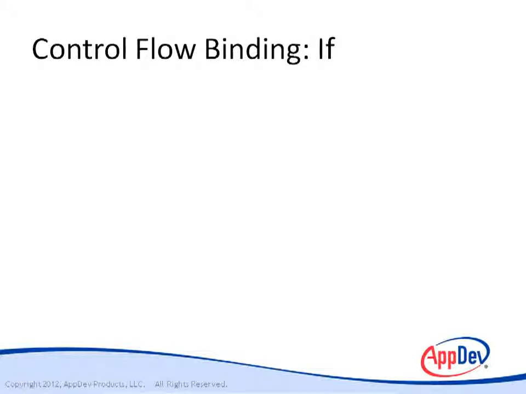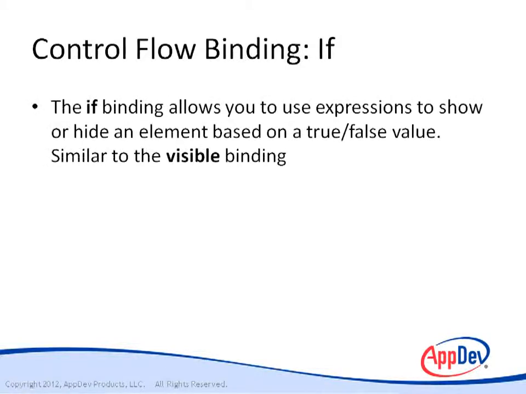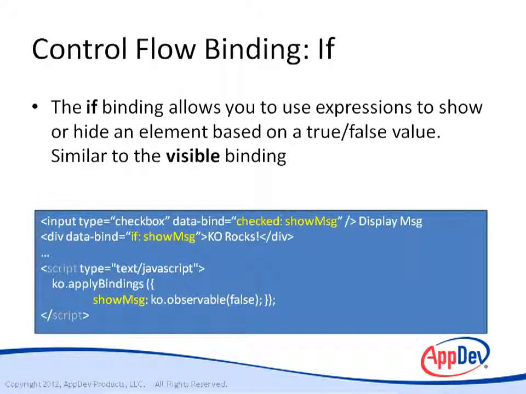The next control flow binding that we're going to look at is the if binding. The if binding allows you to use expressions to show or hide an element based on a true-false value, similar to the visible binding. Here's an example. We have an input type checkbox that has a data-bind of checked for the showMessage variable. And what that does is when you click the checkbox and it's checked, it will actually turn to true. If not, it's going to be false. Checked is a binding of knockout that basically turns checkboxes and radio buttons true and false.